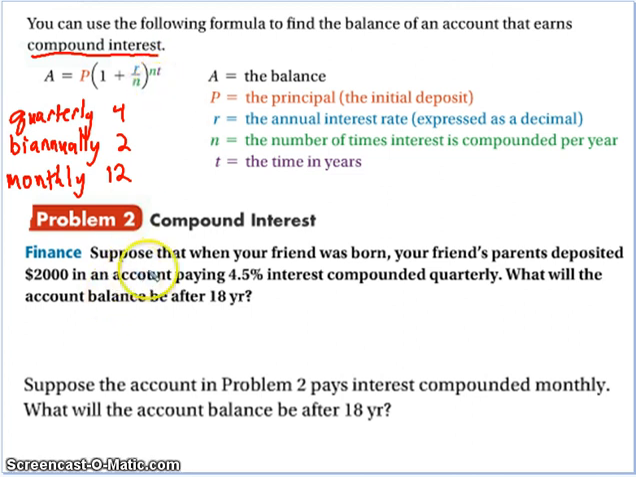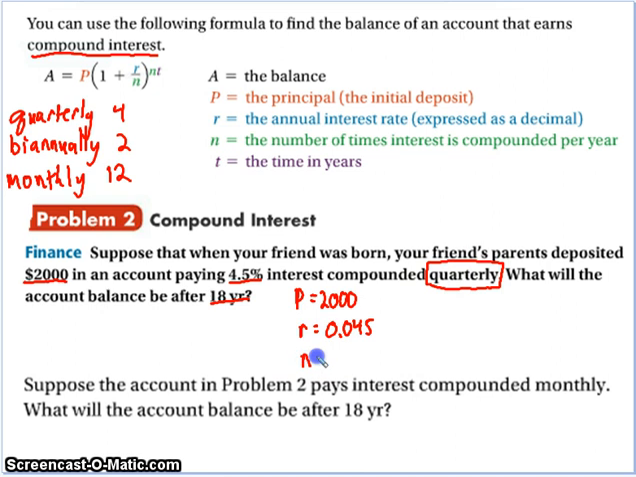Okay? So suppose that when your friend was born, your friend's parents deposited $2,000 in an account paying 4.5% interest compounded quarterly. Okay? What will be the account balance after 18 years? So look, here's everything we need. This 2,000 is P. This R is the rate. Okay. This quarterly means N is equal to 4. And this represents T being equal to 18.